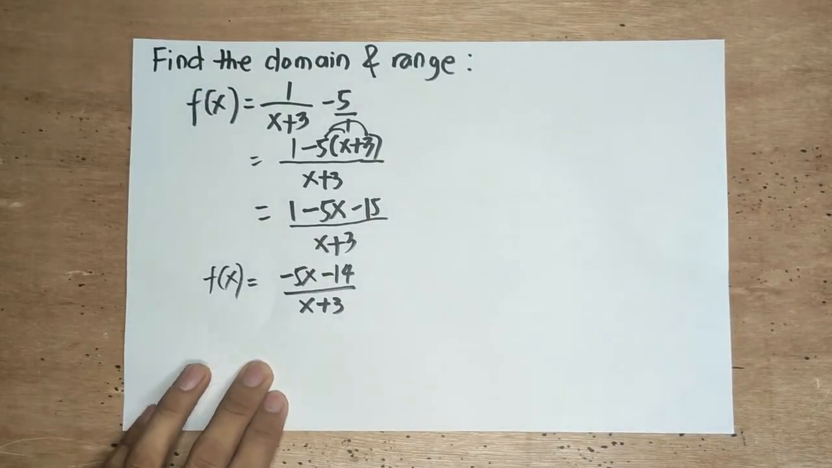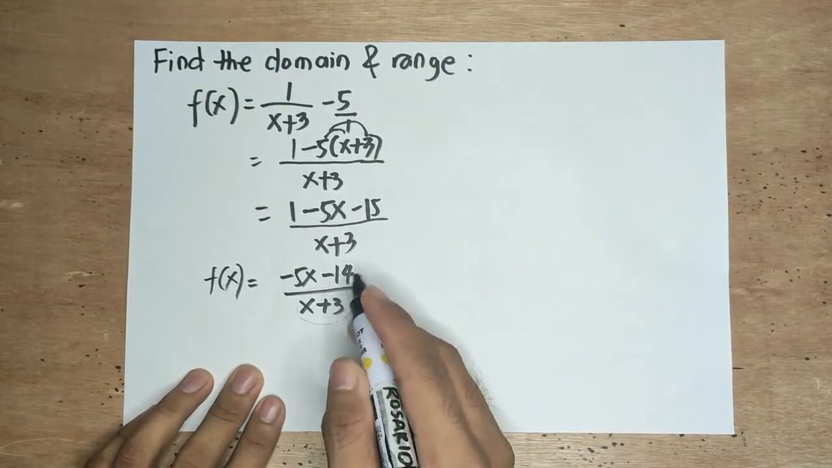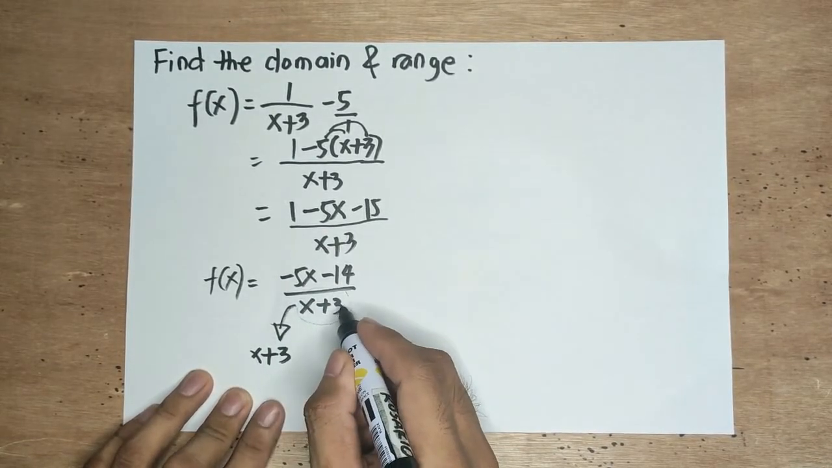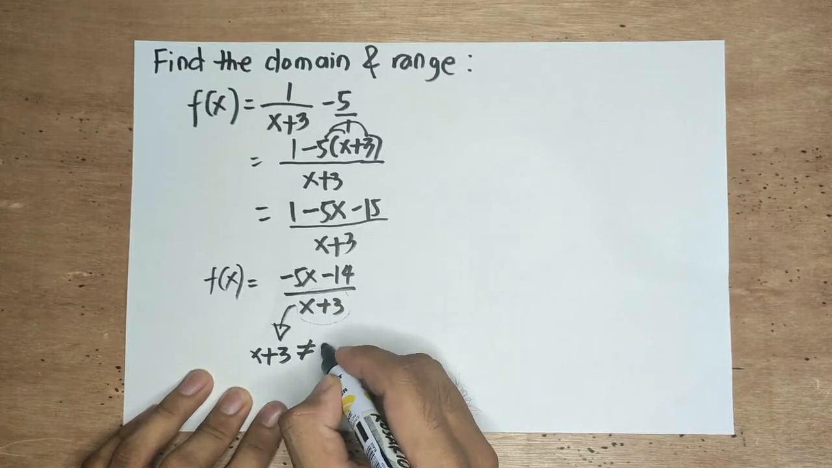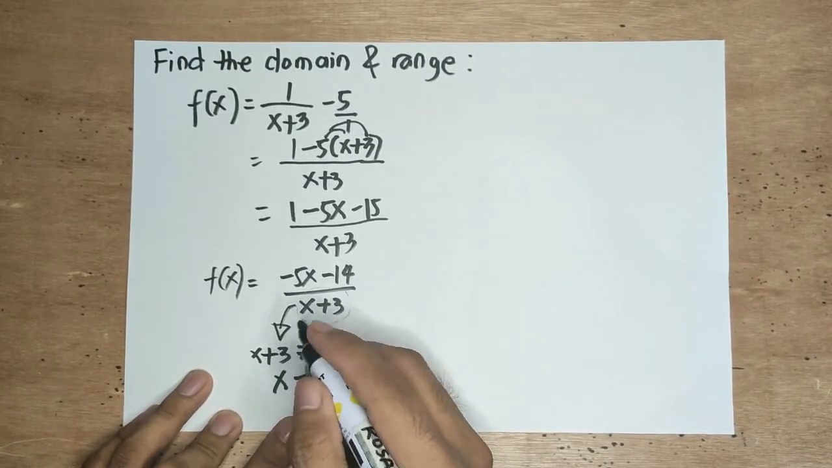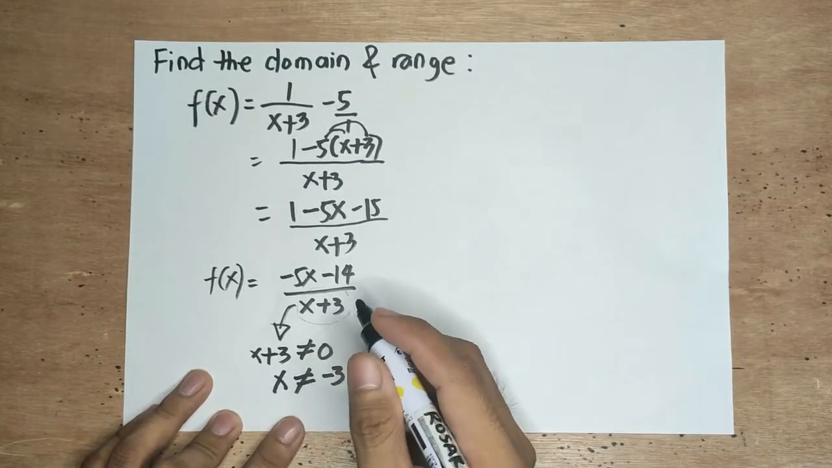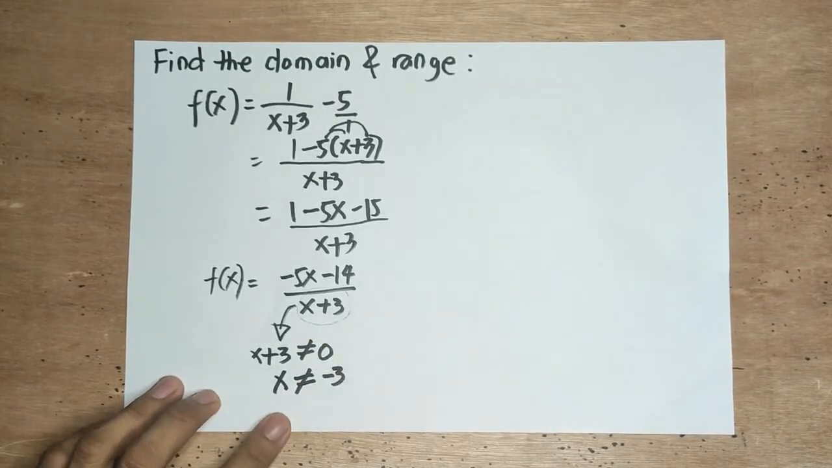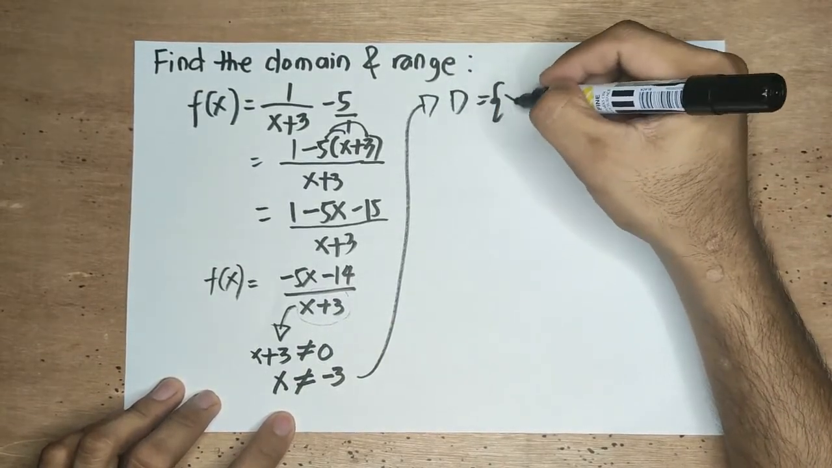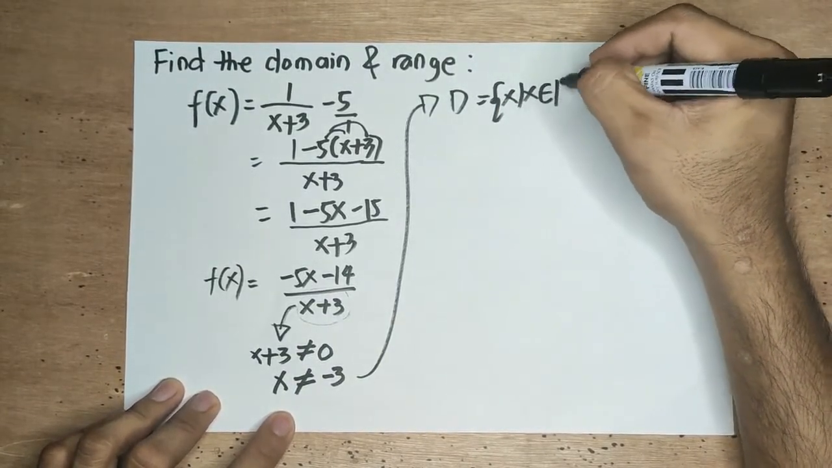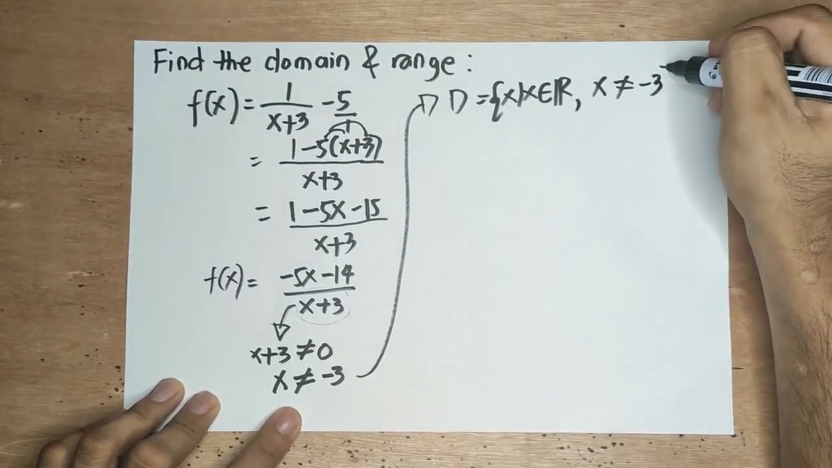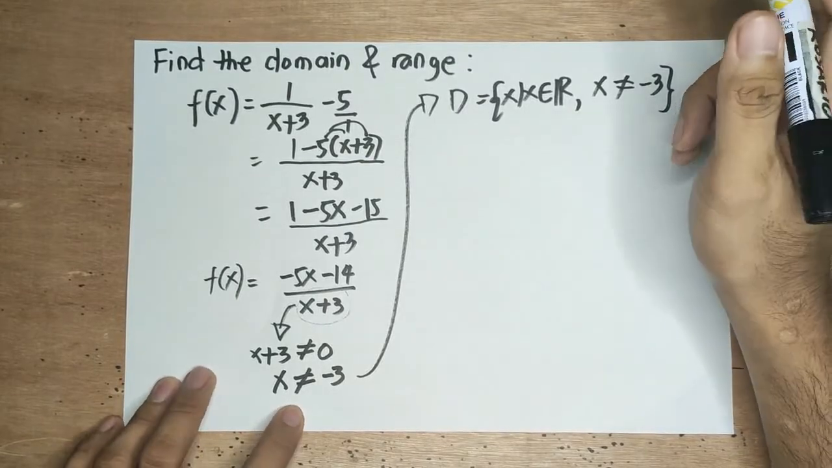So how can we find the domain here? We consider the denominator, ibababa natin, and solve for the value of x that will make this one 0. x plus 3 equal to 0. So transposing positive 3, it will give us x equals negative 3. So therefore, our domain is the set of all x's such that x is an element of real numbers and x is not equal to negative 3.